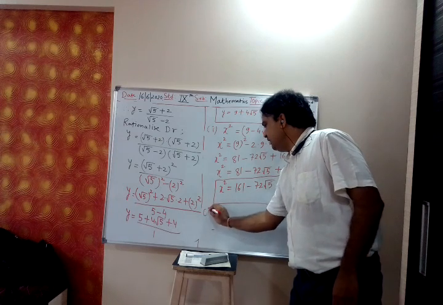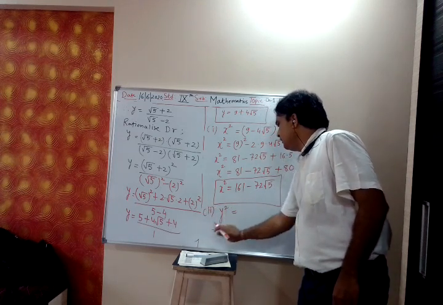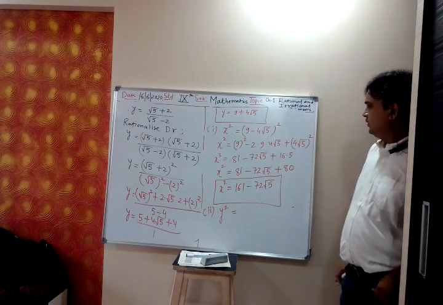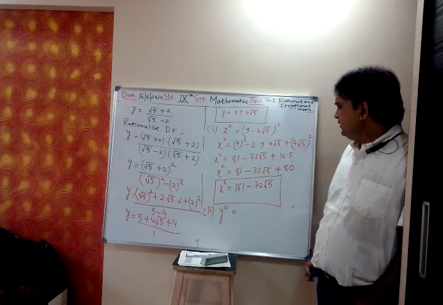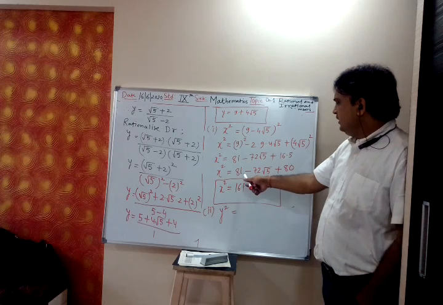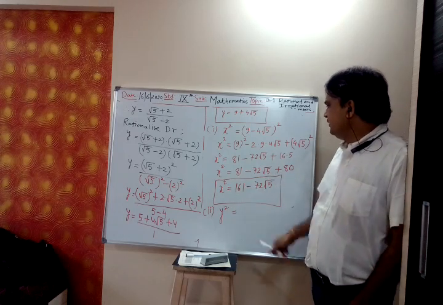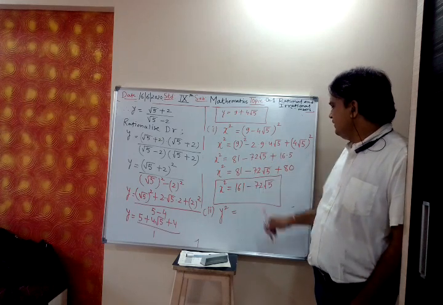Now similarly you find y square. No, you cannot multiply. 81 and 80 you have to add. You cannot simplify 81 and 72 because they are not like terms.